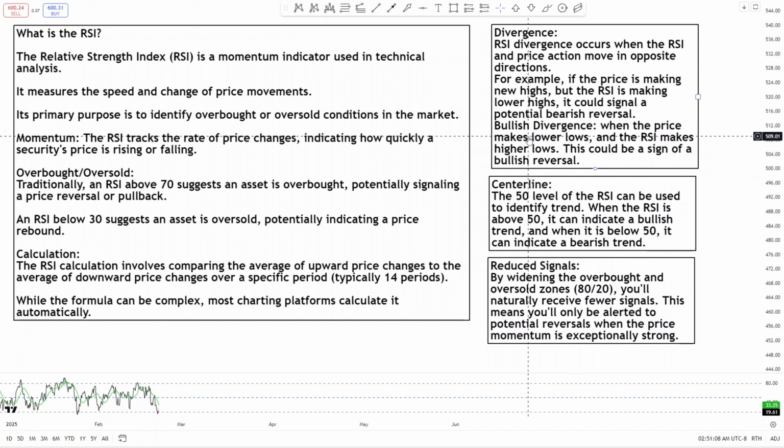Bullish divergence, same thing that I was just saying. When the price action appears to be making lower lows, but the RSI is printing higher highs, this could be a sign of a bullish reversal.